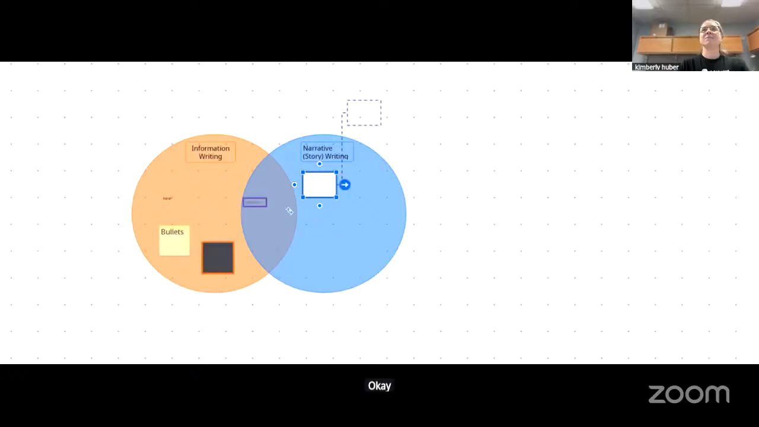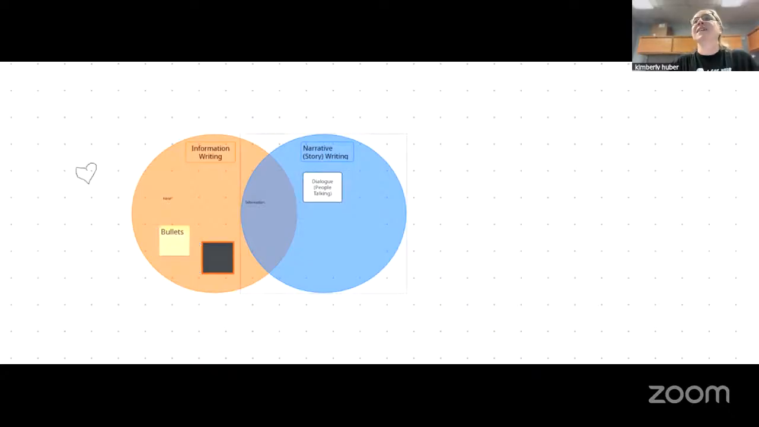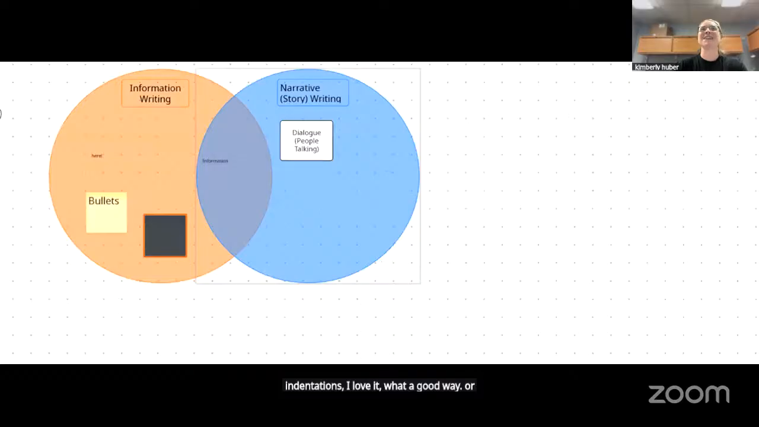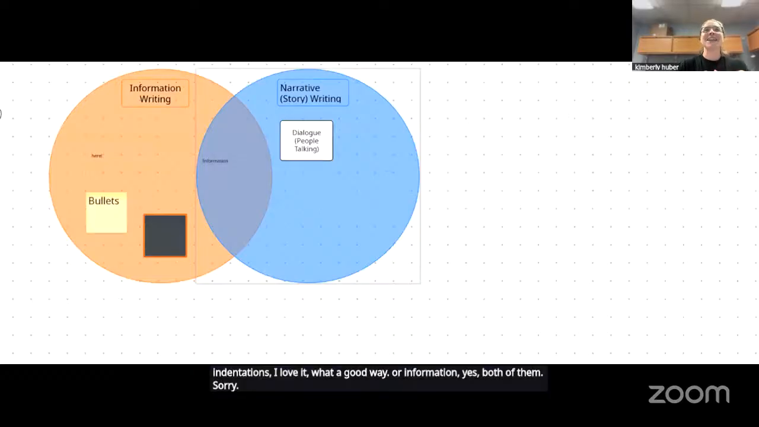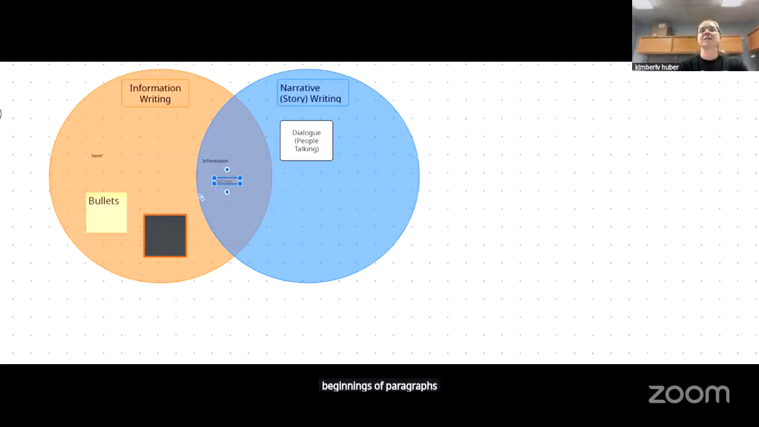Okay, so add some ideas. You can make them look pretty. You can change the whatever. Indentations, I love it. What a good word. Or information, yes, both of them. Sorry, I thought you were saying indentations, which is also like beginnings of paragraphs. You want to indent beginnings of paragraphs in both kinds of writing.